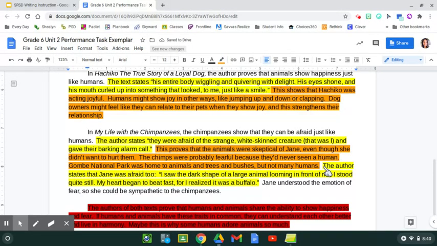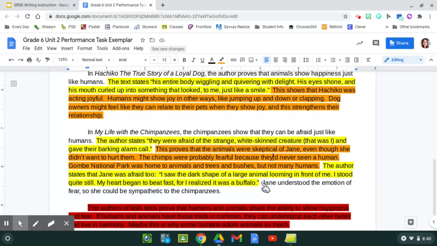We have another piece of textual evidence that we highlighted. So let's continue reading the rest of this paragraph to see if there's more of a detailed examination. The author states that Jane was afraid too. I saw the dark shape of the large animal looming in front of me. I stood quite still. My heart began to beat fast, for I realized it was a buffalo. Jane understood the emotion of fear, so she could be sympathetic to the chimpanzees.